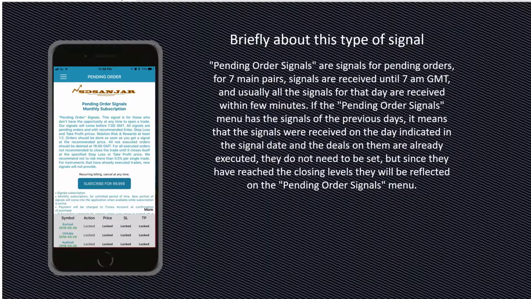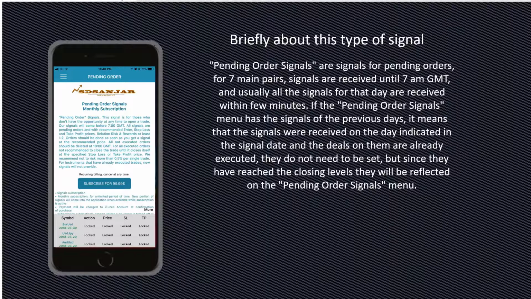Briefly about this type of signal. Pending order signals are signals for pending orders for 7 main pairs. Signals are received until 7 a.m. GMT, and usually all the signals for that day are received within a few minutes.